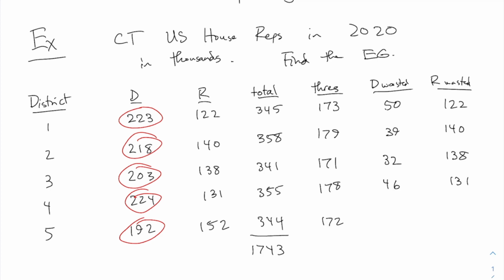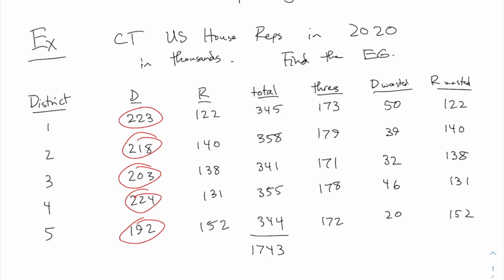And then the last row, the R's waste 152. All votes for the loser are wasted. And then the D's waste 192 minus 172, which is 20. Even I can do that without a calculator. All right, this is the hard work, such as it is. Now it's just a matter of writing down our final answer.